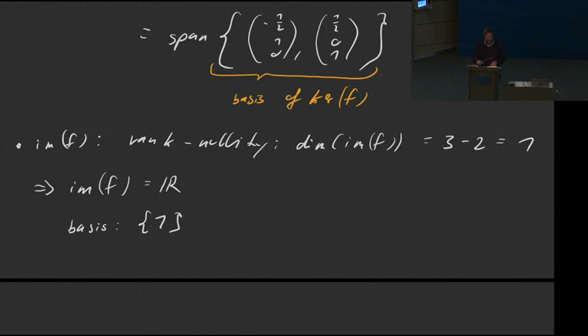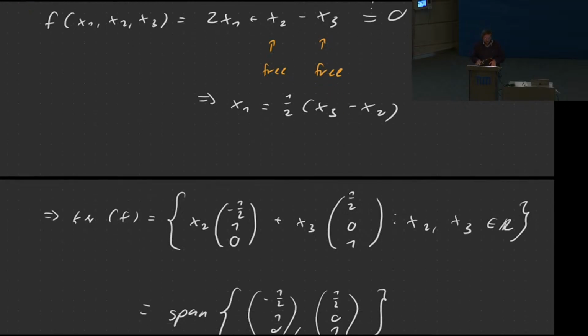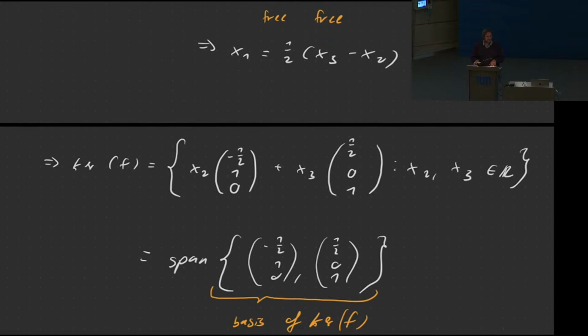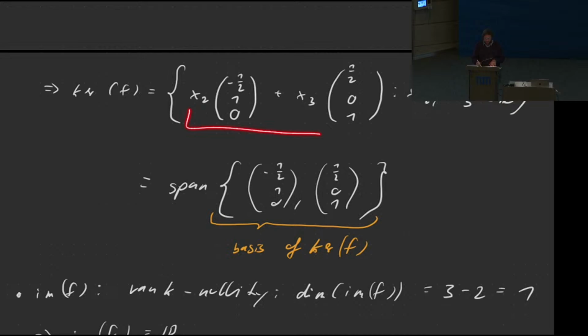Sorry? 2 was the number of free variables. Yeah, correct. So we have one equation and 3 variables, so there are 2 free variables here. And that means the kernel is 2-dimensional. That basically determines the dimension of the set of solutions of that linear equation system, and that is the kernel. All right, any more questions about that? Yes.